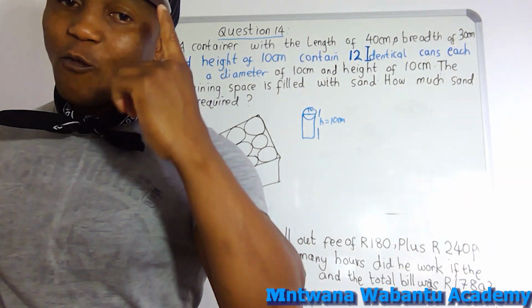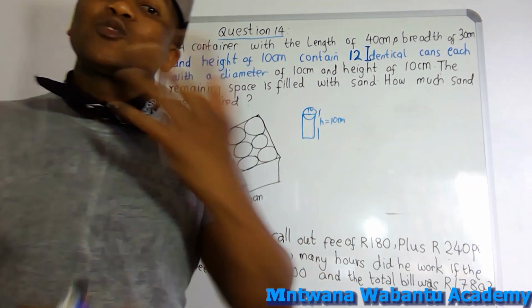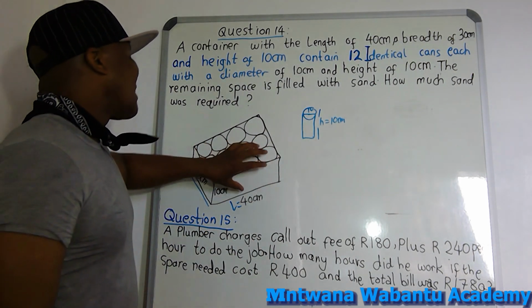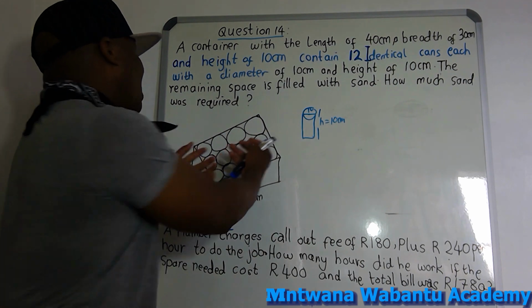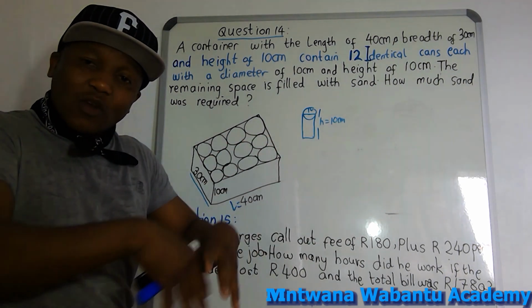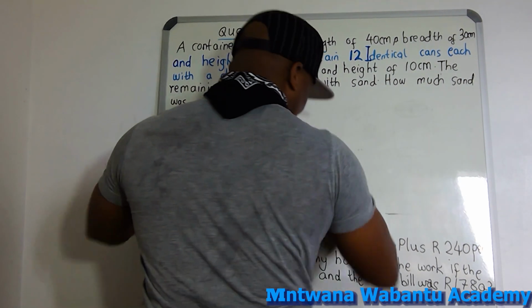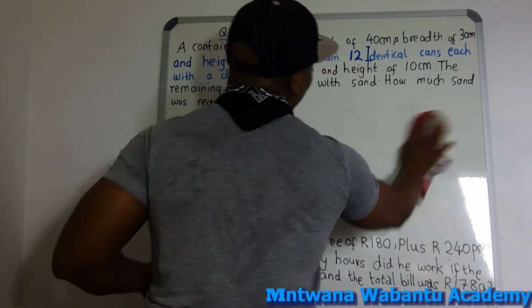Get the volume of one can, and then that volume multiplied by 12. So I'm going to take the whole volume of all this, and then find the volume of all these cans, and then I'm going to subtract. So the remaining space is going to be for the sand. Let's go. So I'm going to say, let me find the volume of everything.